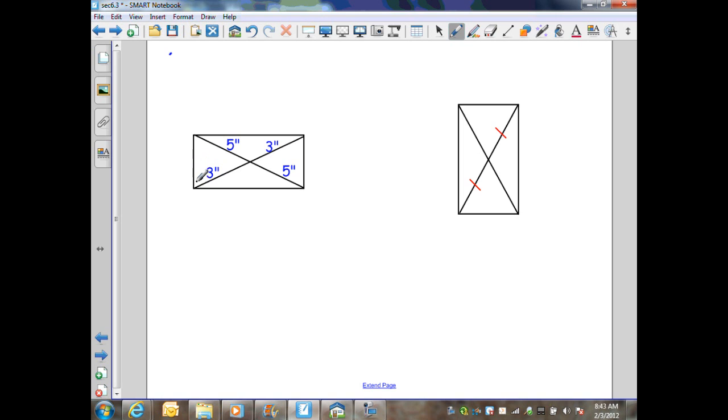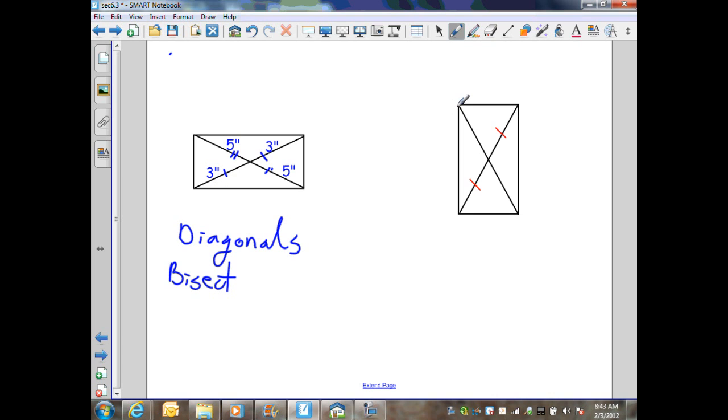In this diagram, I'm given that both diagonals bisect each other. This segment is congruent to this segment because it's 3 inches and 3 inches, and this segment is congruent to this segment because it's 5 inches and 5 inches. Therefore, this quadrilateral is a parallelogram because the diagonals bisect each other. And our theorem states if a quadrilateral has diagonals that bisect each other, then that quadrilateral is a parallelogram.